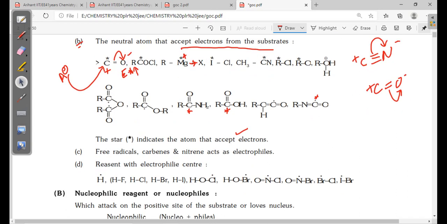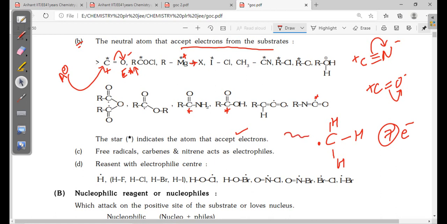Now, free radicals, carbene and nitrene act as electrophiles. A free radical is also an electrophile. Suppose I take CH3, where a free radical is there. Count the electrons: in total how many electrons? 7 electrons. So for the octet, 1 electron is required. So it is an electron receiver, similar to an electrophile. The free radical is also similar to an electrophile. You can see here H radical, HOCl radical, all these.